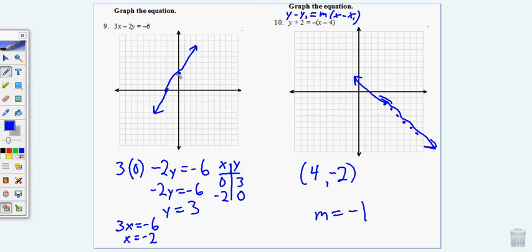This would be with standard. The only thing that's going to be different is the numbers. With standard, you're still going to plug in a 0 into each and find your x, y intercept. For point slope, you're just going to find a point and find your slope, and then plot your point and plot your slope, rise over run.